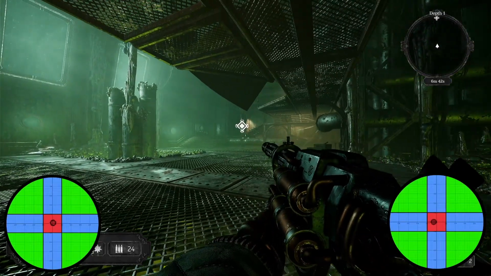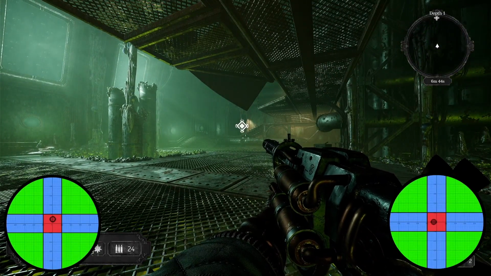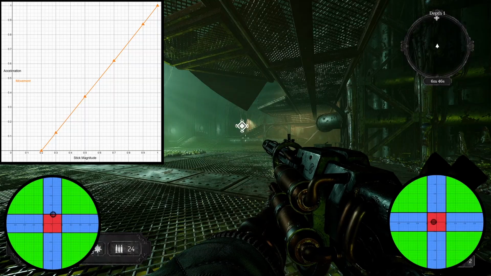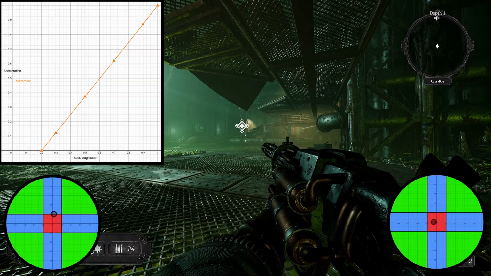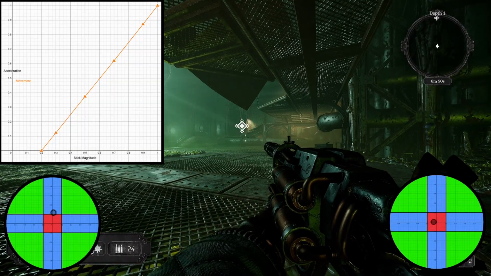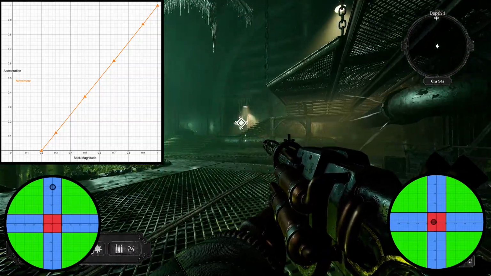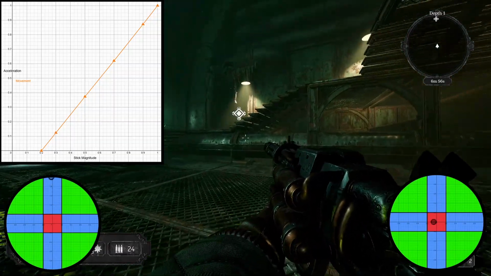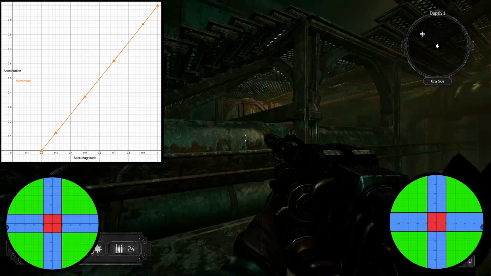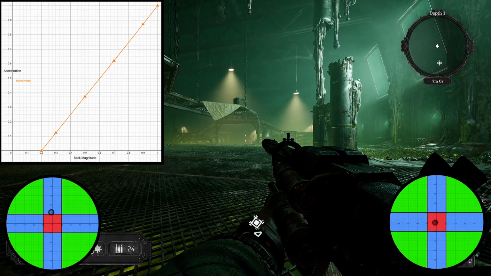For the movement curve, we have a linear curve. So you start out at your slowest possible speeds, and as you move the stick further, you move faster. So just a smooth linear transition from the dead zone to full speed.